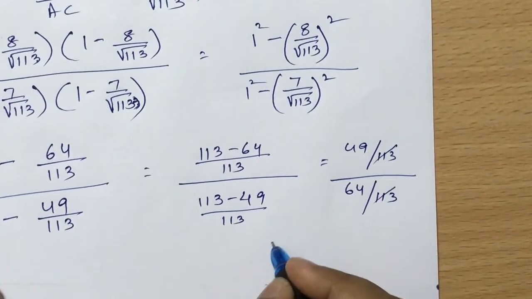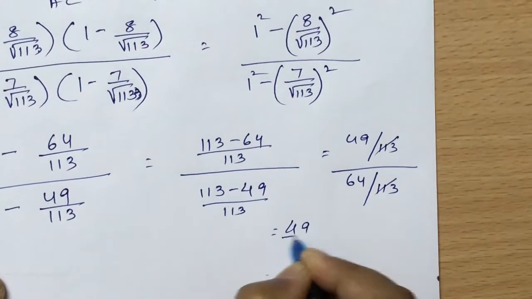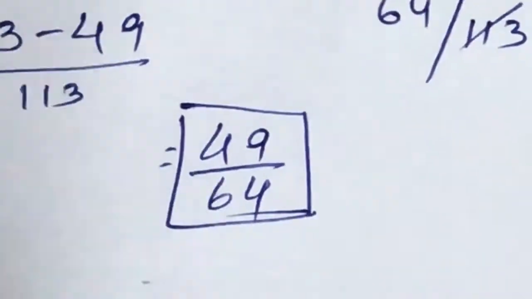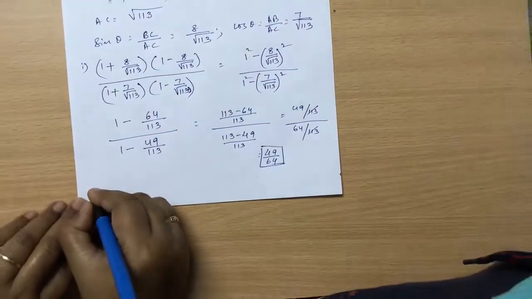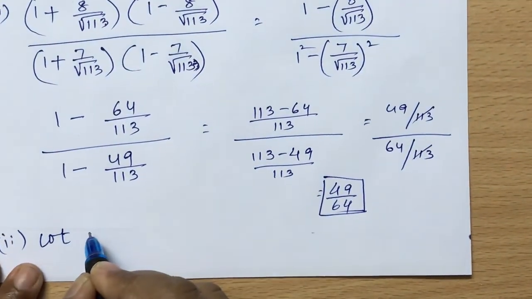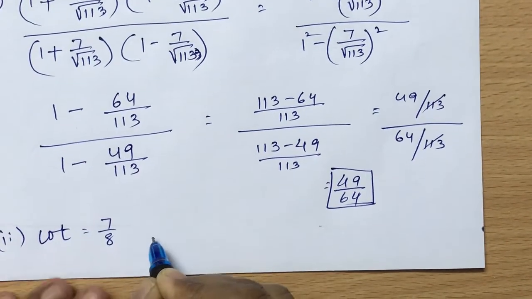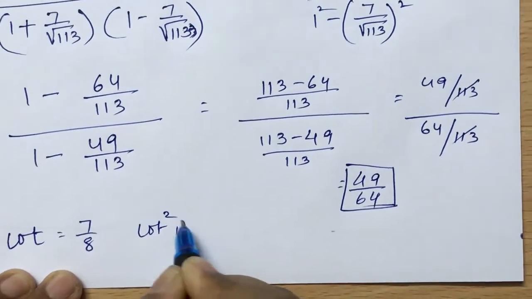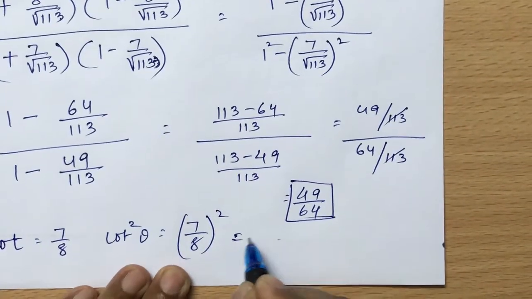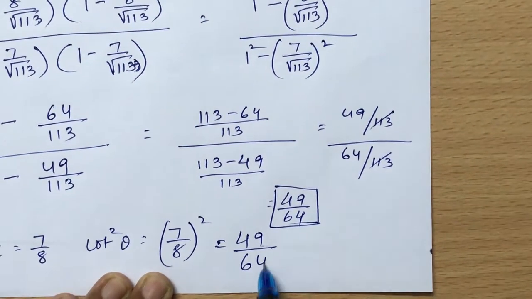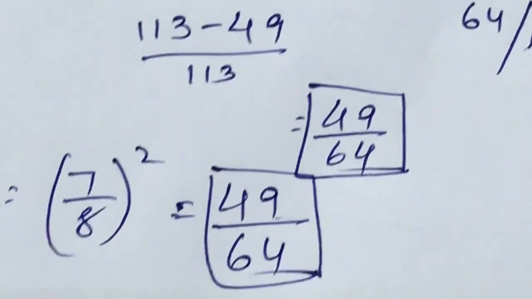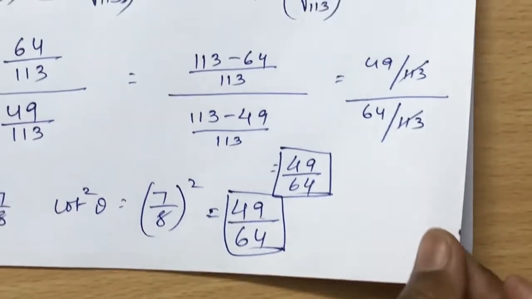So these two get cancelled. So what do you have? 49 by 64. This is the answer. Second bit. What is cot square theta? What is cot theta? Cot theta is 7 by 8. So cot square theta is equal to 7 by 8 whole square. That is equal to again 49 by 64. Got it? Both the values. Now this is about your question number 7.